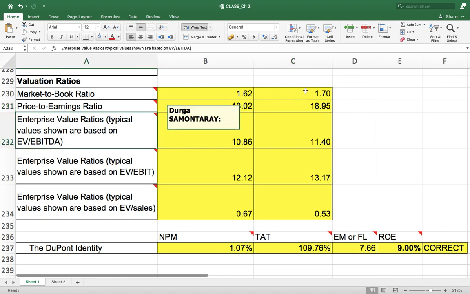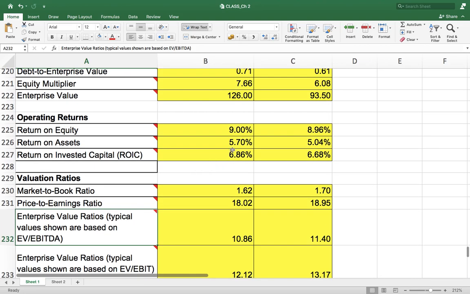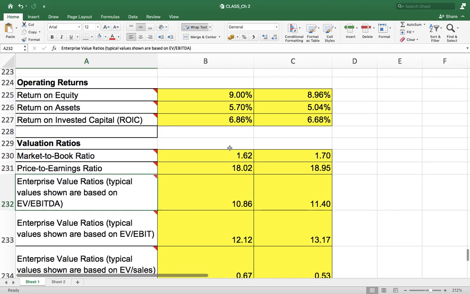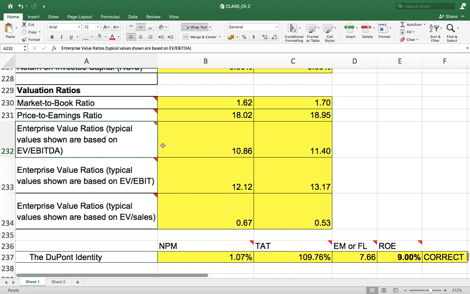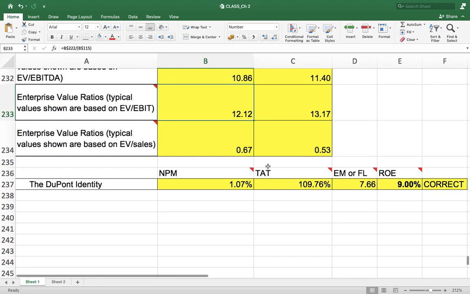Enterprise value ratio is enterprise value divided by EBITDA. Enterprise value you have calculated here, so enterprise value divided by EBITDA is 10.86. Enterprise value ratio taking the EBIT is 12.12. So you can see the enterprise to EBITDA, enterprise to EBIT, all are decreasing. So we should be a little careful. So these are the kind of ratios.